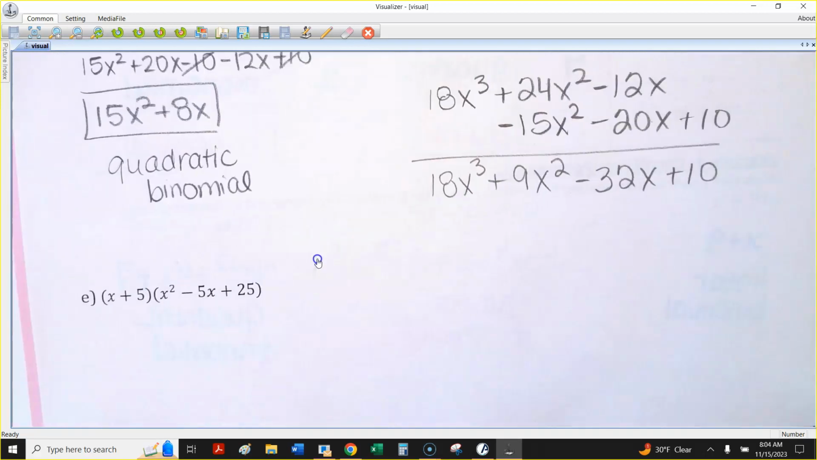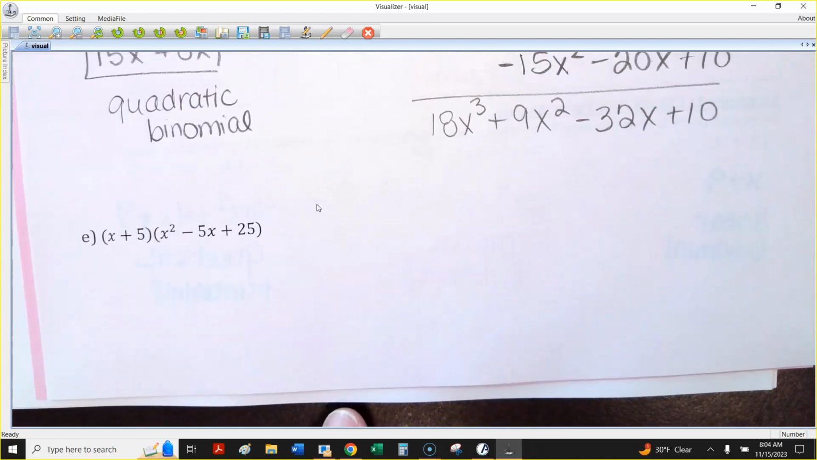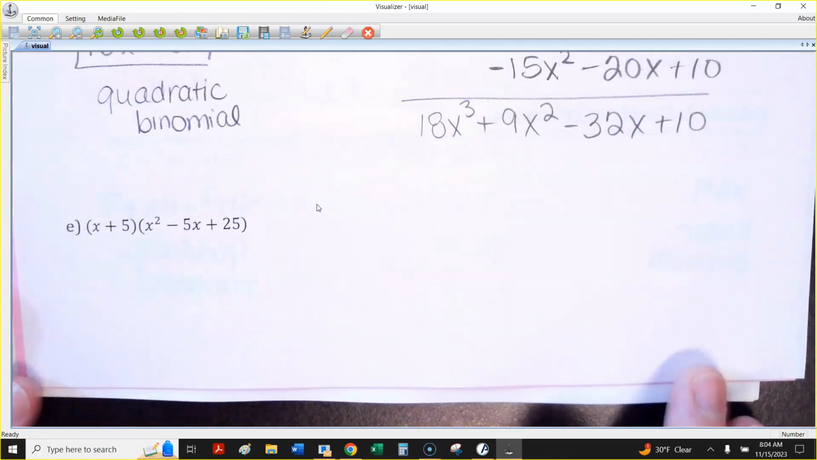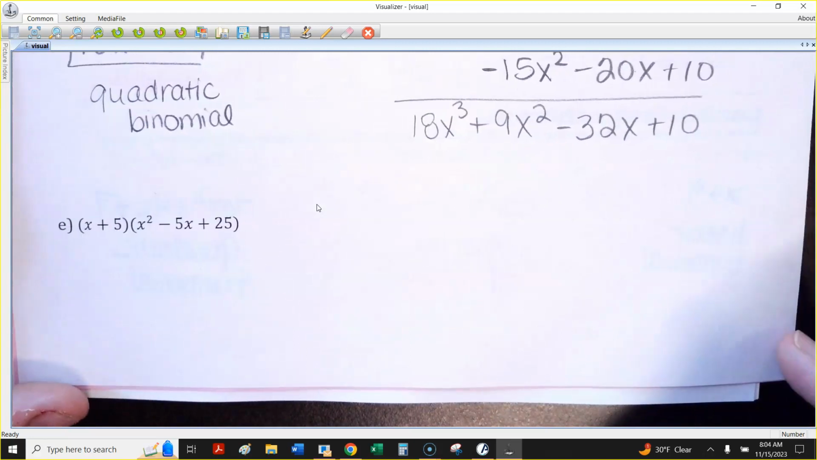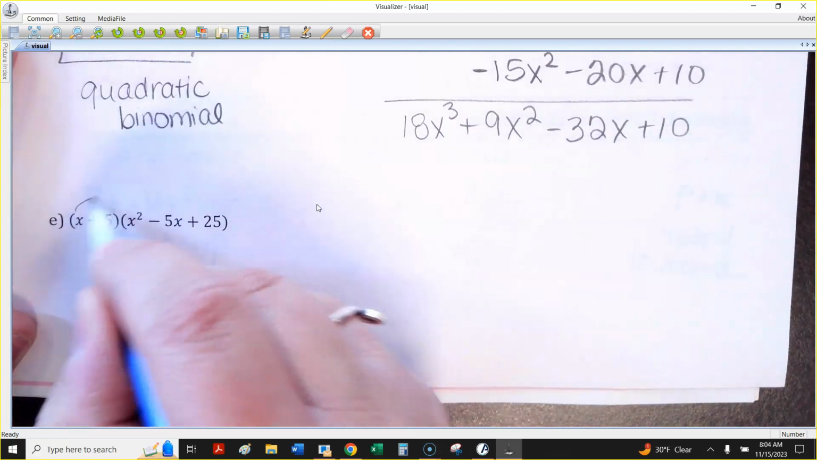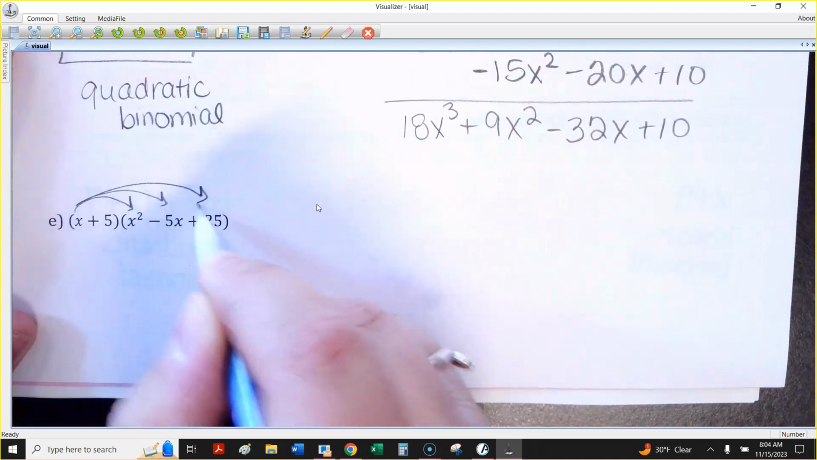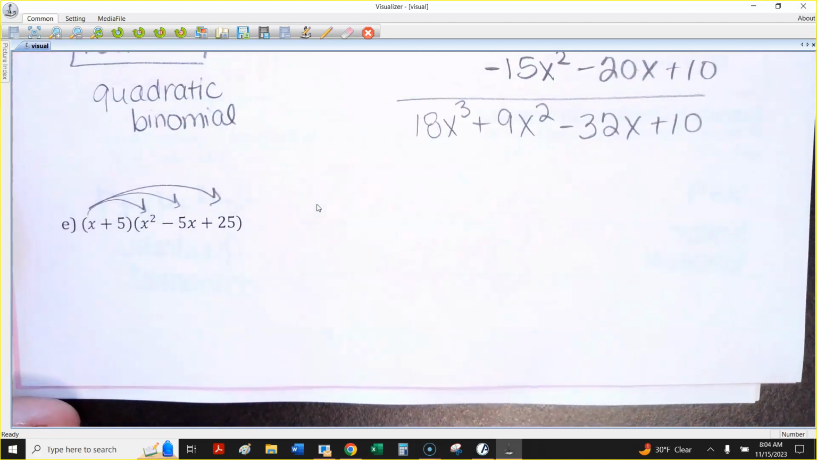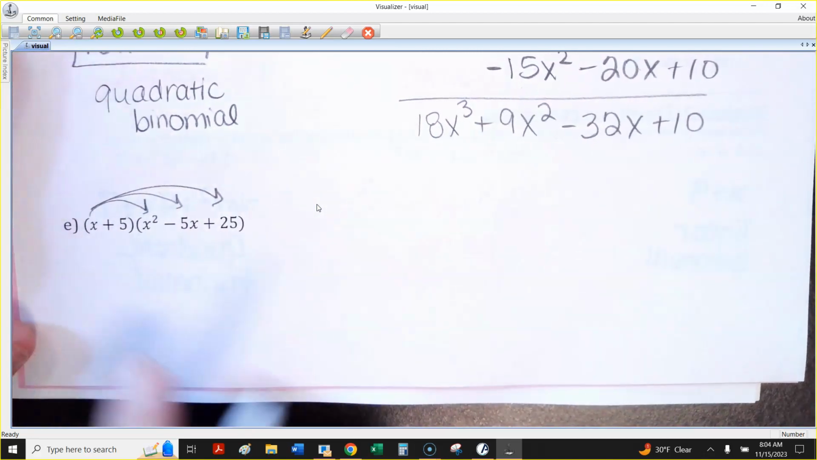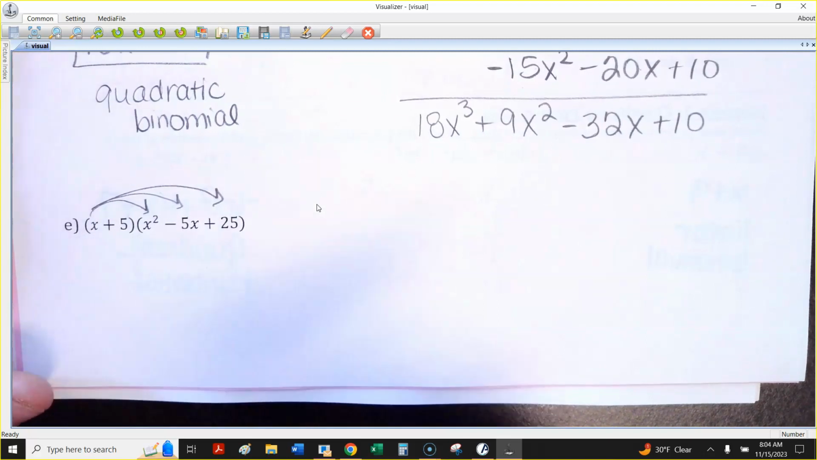Okay, now I have one more problem, and this one is going to be a little bit weird. We're actually going to get into this more in the later part of this unit. But you're going to see a bunch of terms cancel out when you do this question, so don't think you're doing anything wrong. This is actually called a sum of cubes, which I know you don't know what that means yet, but we're going to work on it.